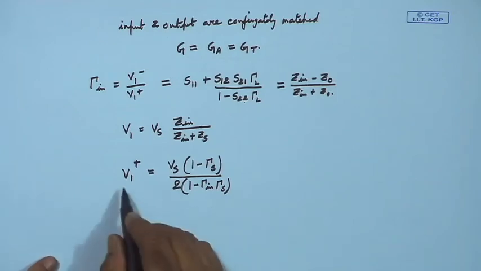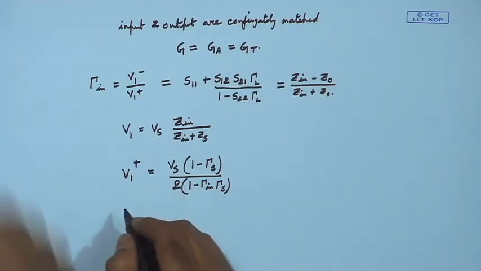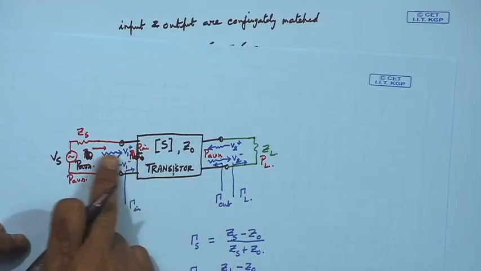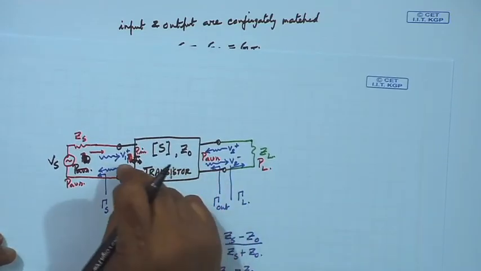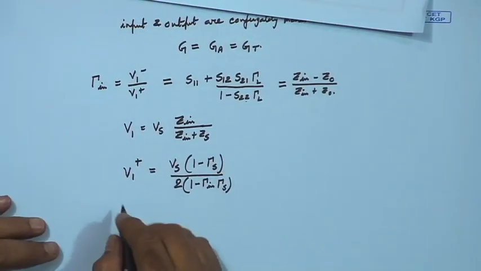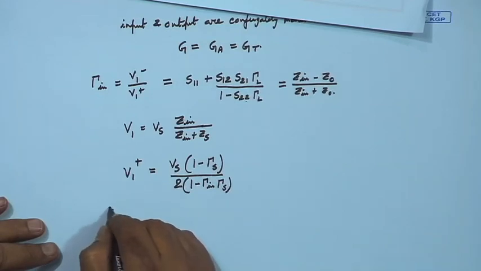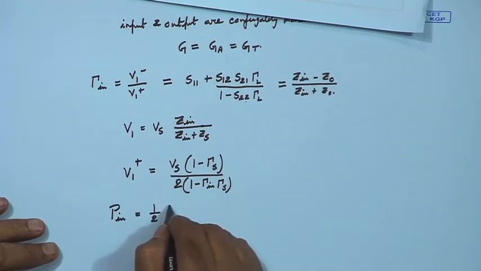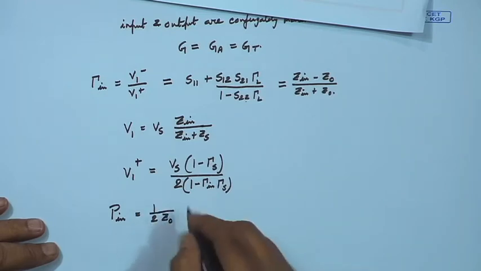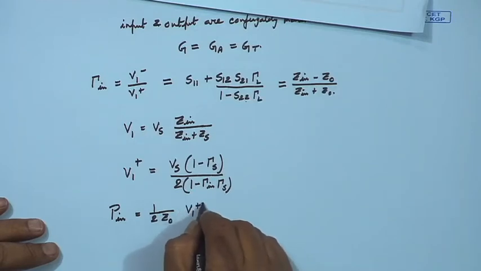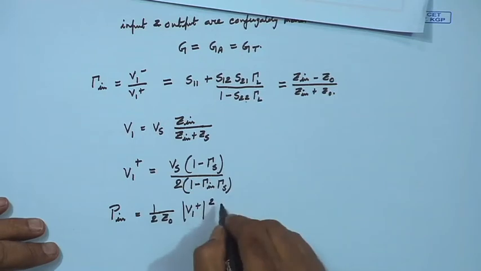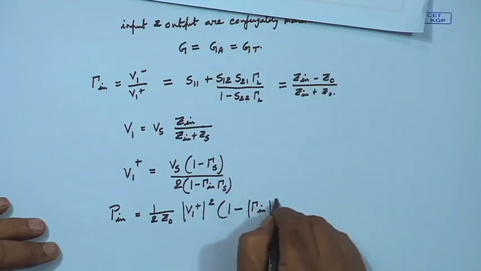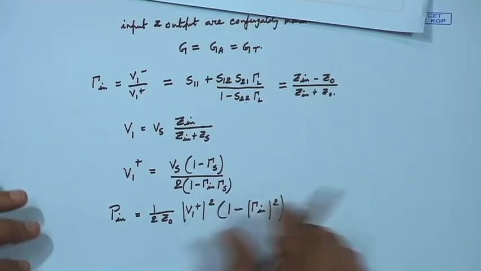So, if I have this, what is the input power, P in? P in is whatever V1 plus, this voltage wave, is carrying. How much power, average power, if we assume, then P in I can write as half Z naught V 1 plus square into 1 minus gamma in square. This we have earlier seen how to do.